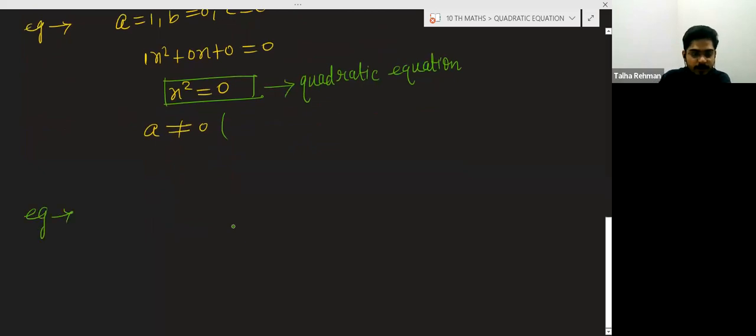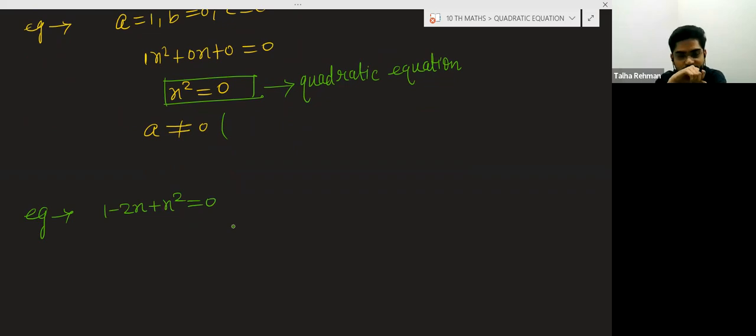If it is written like 1 minus 2x plus x square is equal to 0, will this be a quadratic equation? Yes, of course it is a quadratic equation. See, the highest power of x is 2. And if you want to write the values of a, b, c, then a equals 1 here. The coefficient of x square is a, the coefficient of x is b. So b is equal to minus 2 and c is equal to 1. That is the constant term.